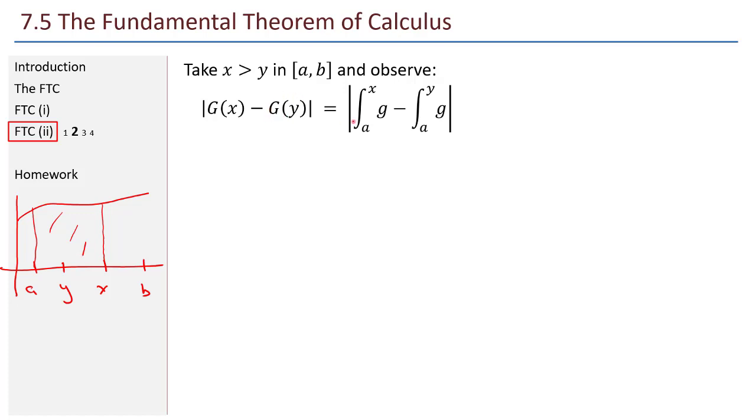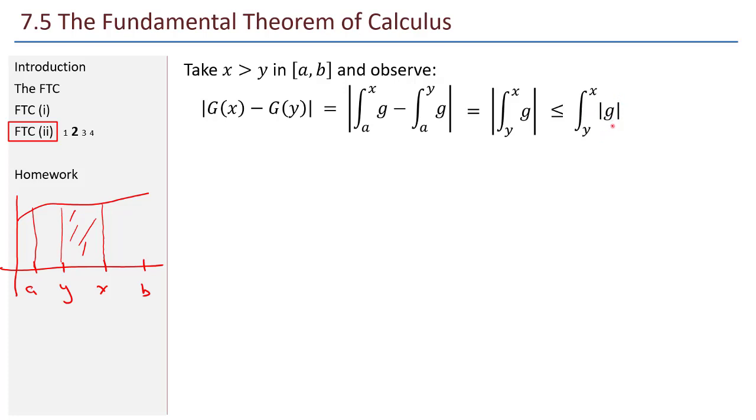Big G of y is the integral from a to y. So that area. And what's going to happen when I subtract them? Well, I'll just end up with the integral from y to x of little g. And then I can pull the absolute value on the inside. There's our generalized triangle inequality.